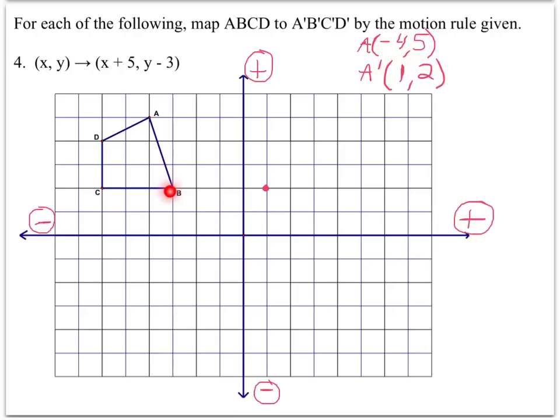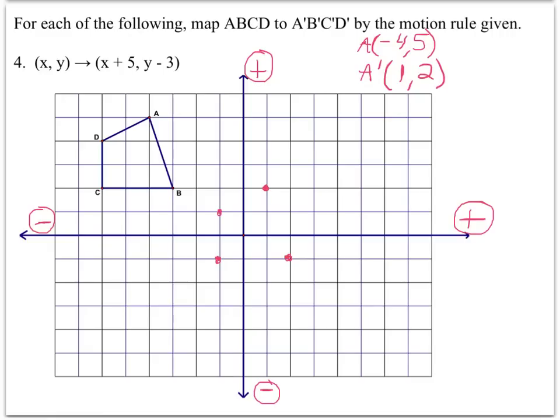Okay, B, I want to go to the right 5 since it's x plus, the right 5, 1, 2, 3, 4, 5. And then I want to go down 3. 1, 2, 3. And I plot a point there. I'm going to do the same thing for all of the points. So again, I'm moving over 5 to the right and down 3. Down 3 brings me here. And then lastly, my point D.